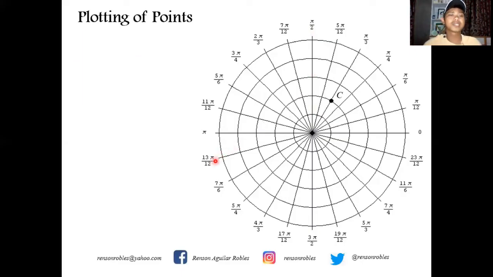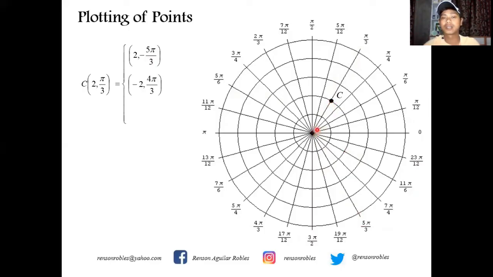Okay, so let us consider point C. Again, point C is located at 2, pi over 3. This point C can be named in 3 other ways. This point C can be called 2, negative 5 pi over 3. This is pi over 3, and this is 5 pi over 3. Which means when measured in the clockwise direction, pi over 3 is the same as negative 5 pi over 3. And then you count 2 units, 1, 2. So point C can also be named 2, negative 5 pi over 3.